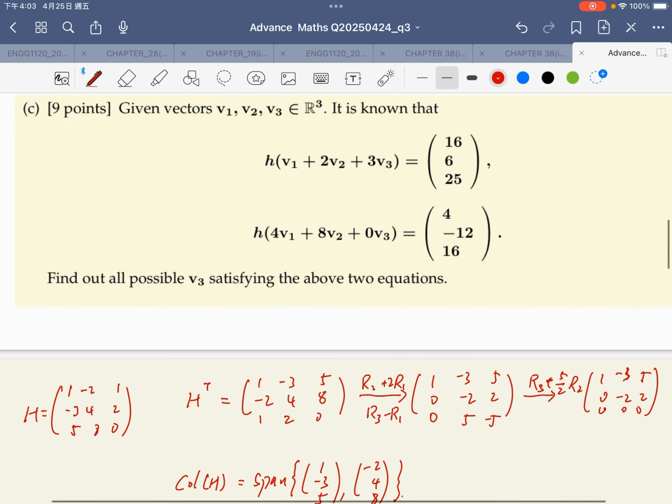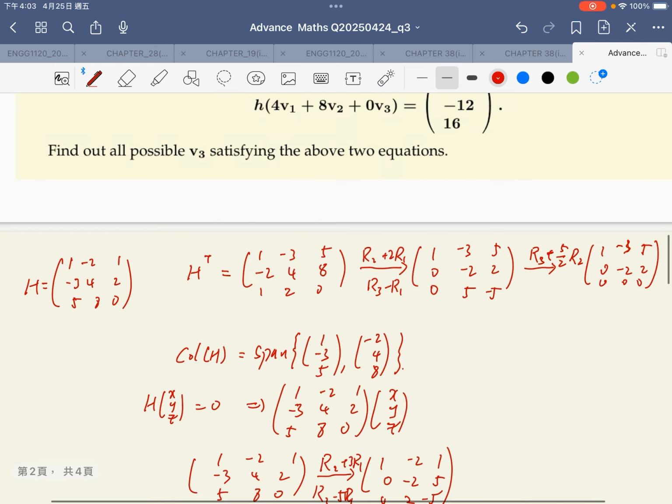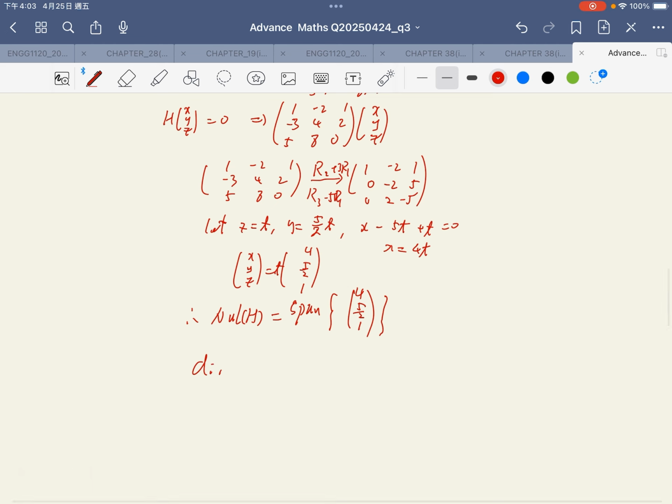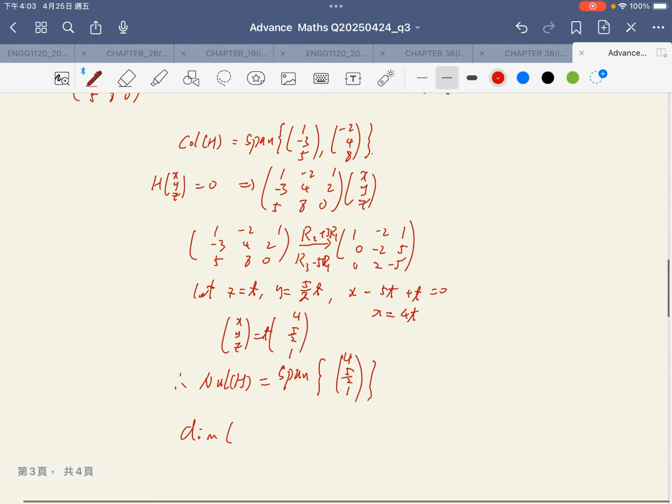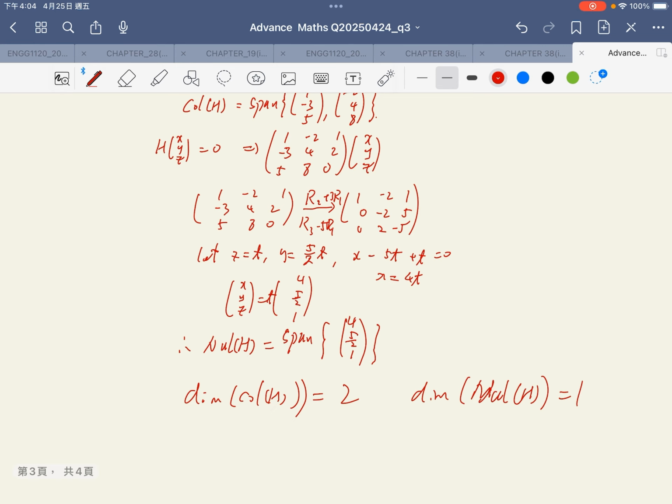Okay, next. We can see the dimensions of the column space and null space: the dimension of the column space is equal to 2, because there are two vectors here, and the dimension of the null space should be equal to 1. That's all.